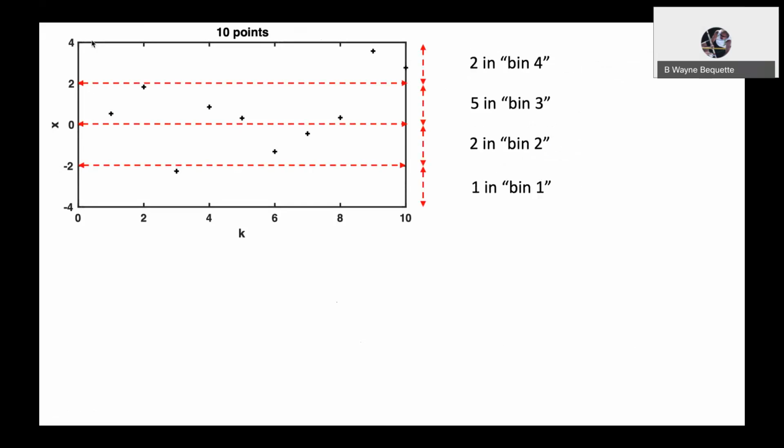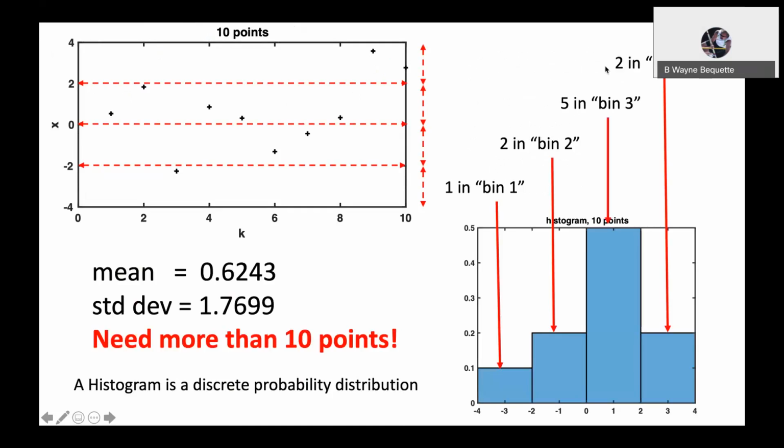And so if you look at this, you find that we end up with one of the data points in bin 1, points in bin 2, 5 in bin 3, and then finally 2 in bin 4. And so then we can produce the histogram that's shown on the lower right-hand side of this slide.